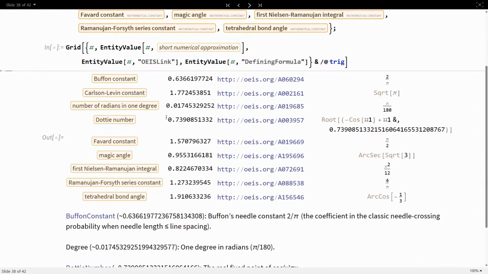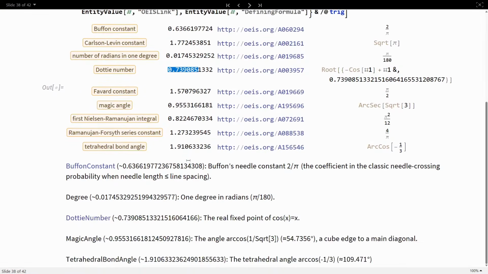These are all related to pi or something similar in some way, or to trigonometry. For example, the Dottie number: if you take a calculator and put in any number, for example, we'll say 2, and you just press the cosine button over and over and over again, you'll get this value here, which many people did, but it was a French professor by the name of Dottie that the constant got named after, the fixed point of cosine x equals x. The magic angle is the angle between a cube edge and the main diagonal, and the tetrahedral bond angle is the angle seen in a tetrahedron.